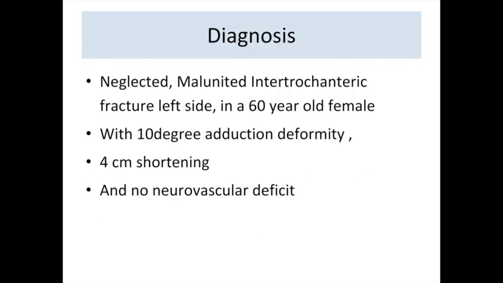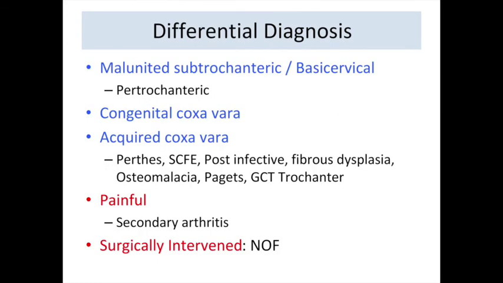So, at the end of the history and the examination, now you will pull in all the data that you have collected, and if it's a pure malunited, non-complicated case, a nice way to frame the diagnosis would be: a neglected, malunited intertrochanteric fracture of the left side in a 60-year-old female with 10-degree adduction deformity, 4 cm true shortening, and no neurovascular deficit. As we have been taught, there has to be all the components in a diagnosis: the anatomy, the etiology, and the pathology.